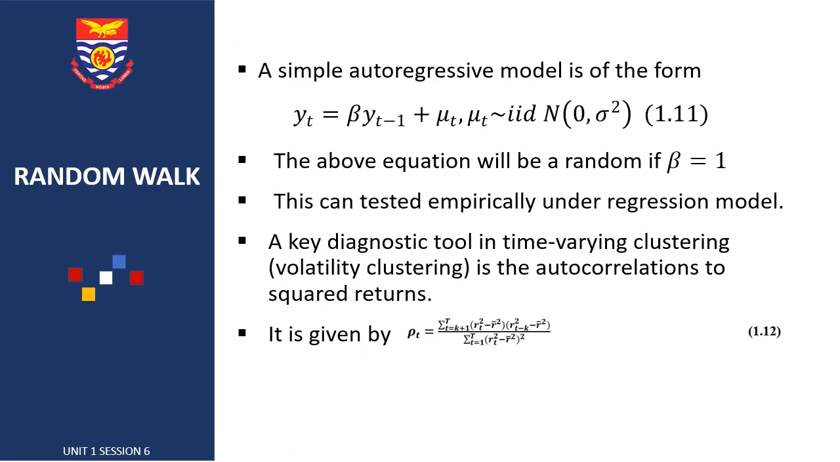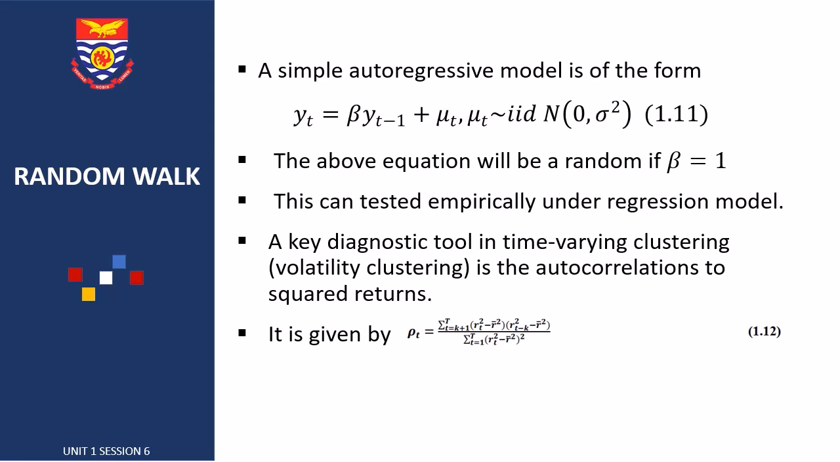Equation 1.11 is a simple autoregressive model with all the properties of a random walk, where we have IID, which is independent and identically distributed, our mean is equal to 0, and our standard deviation is finite. We can also understand that the above equation will only be considered a random walk if the beta component is equal to 1. This can also be tested empirically using the regression model.